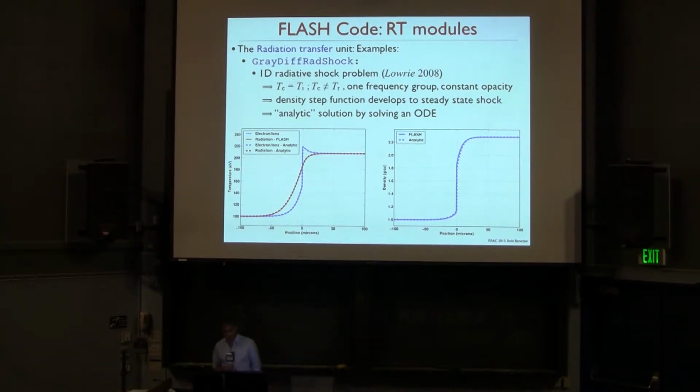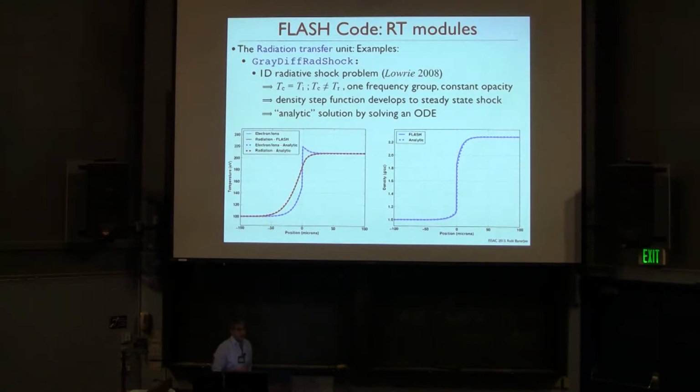And initially there's a step function, and what it should evolve to is what is called a steady state shock. And this is essentially pictured here in these two graphs. On the one hand, the temperature, on the other hand, the density. And as you can see, there's an analytic solution to this problem provided by Lori.